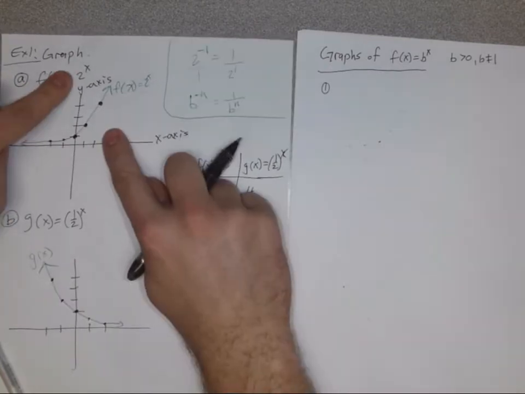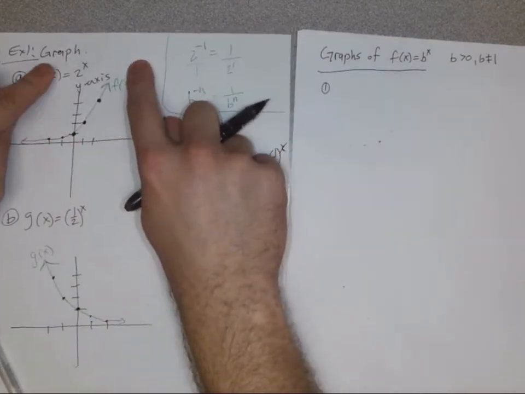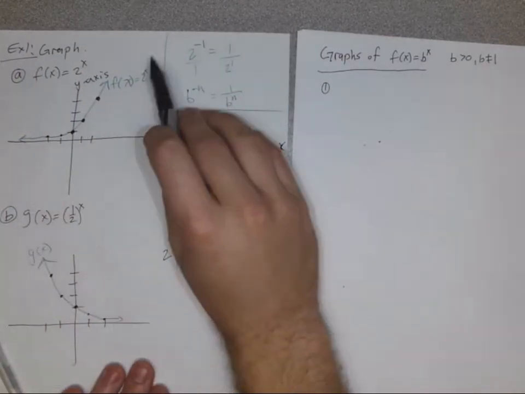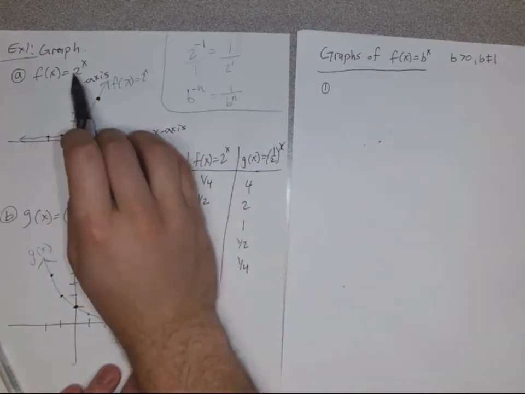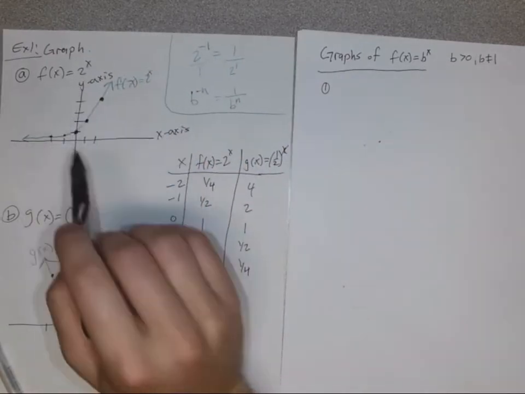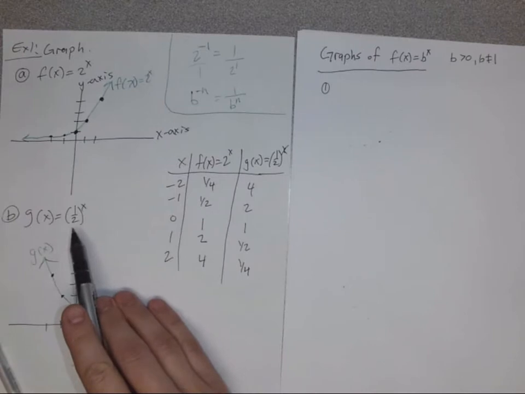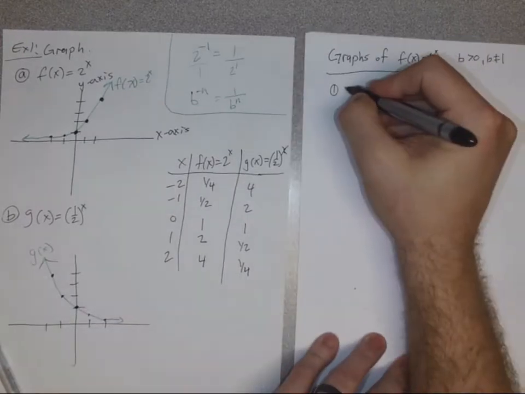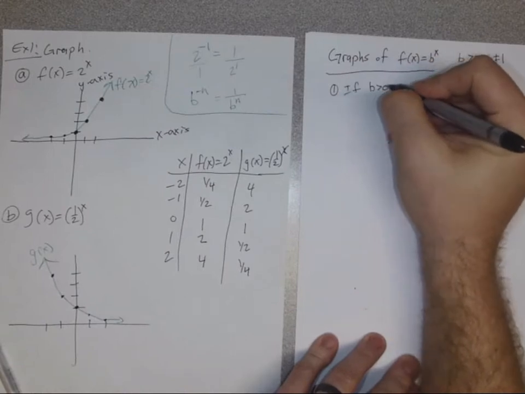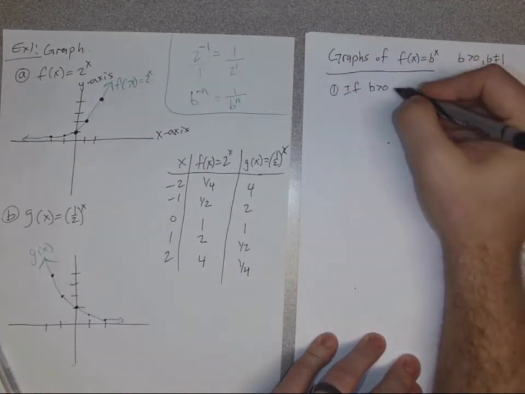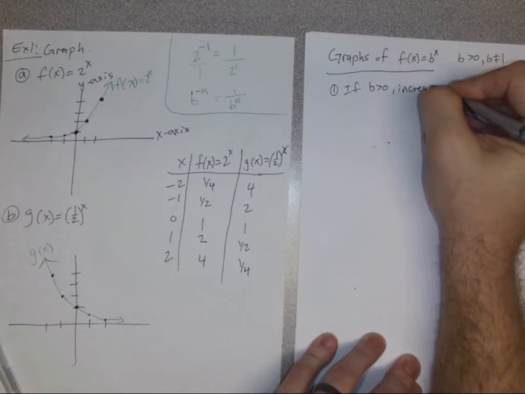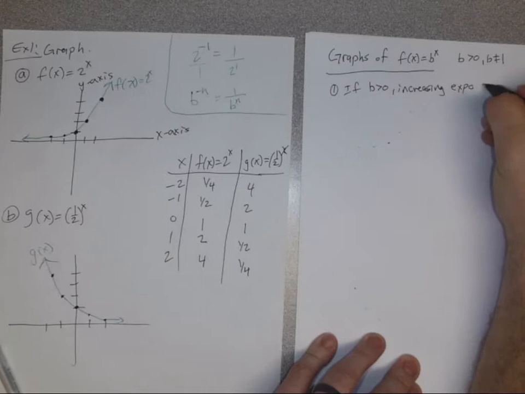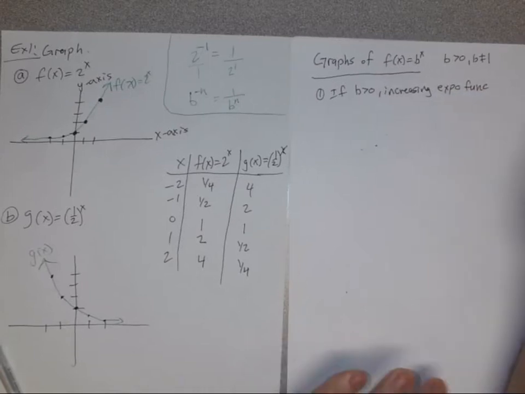And notice, if B is greater than 1, we have an increasing function. Remember, read from left to right. Going from left to right, we're increasing. So if our B is greater than 1, it's an increasing function. If our B is between 0 and 1, then it's a decreasing function. So that's going to be part 1. If B is greater than 1, we have an increasing exponential function. And I'm just going to say expo func to shorten my writing here.